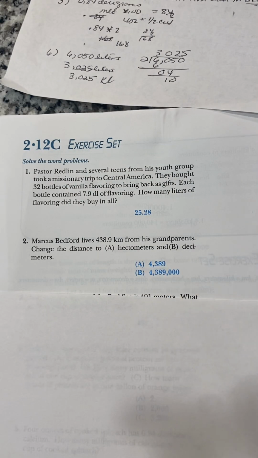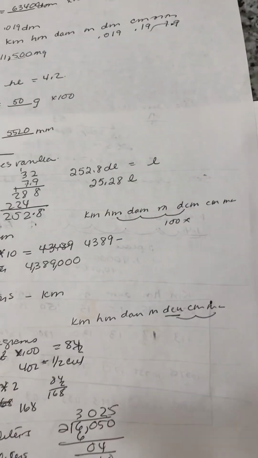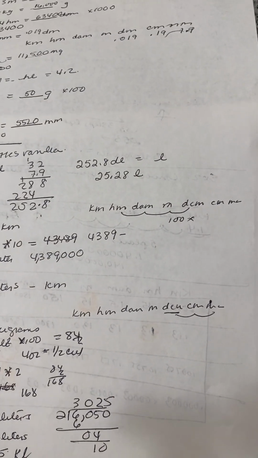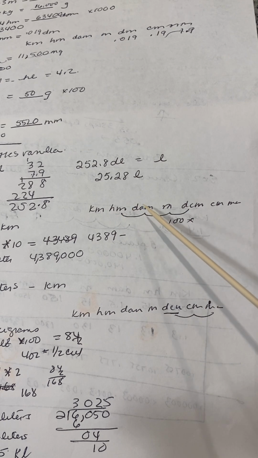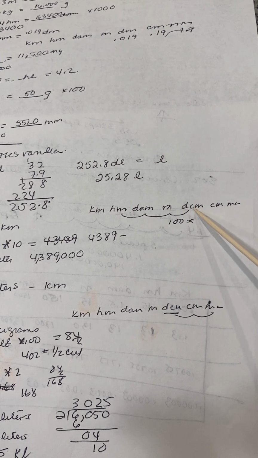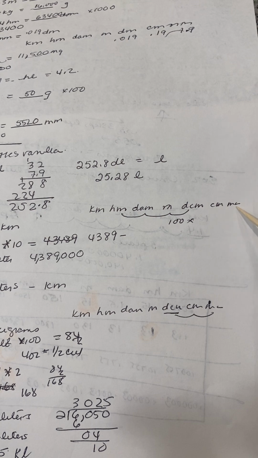Marcus Bedford lives 438.9 kilometers from his grandparents. Okay, long distance. Change the distance to hectometers, and then to decimeters. This one you really need to write down, which I did. I put kilometers, hectometers, decameters, meters, decimeters, centimeters, and millimeters. I put this whole list down so I can figure this out.